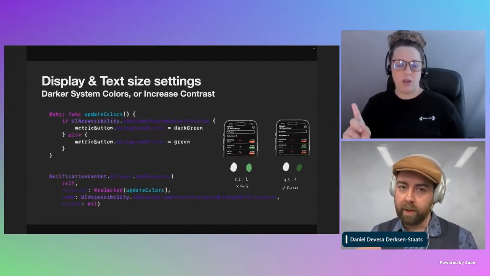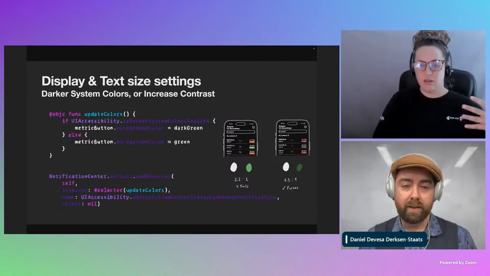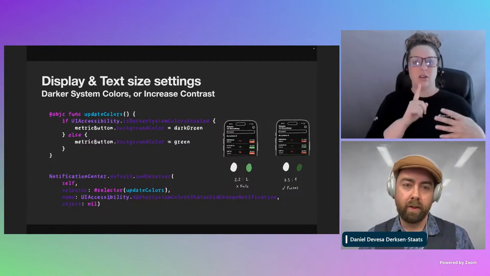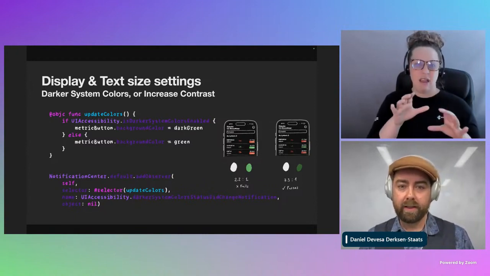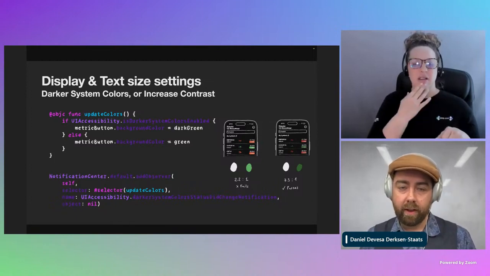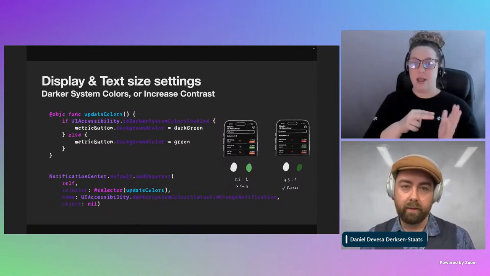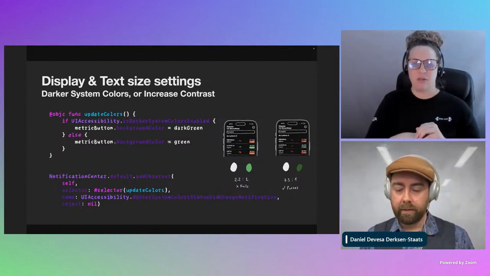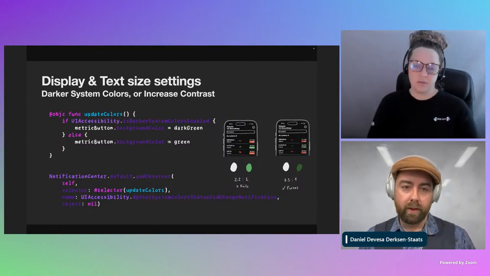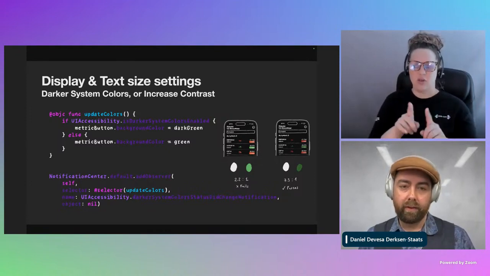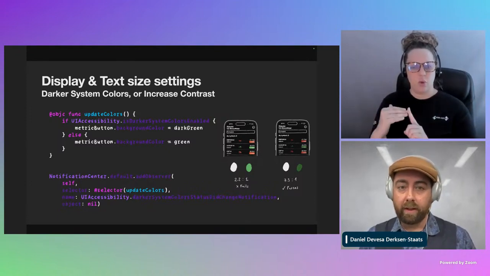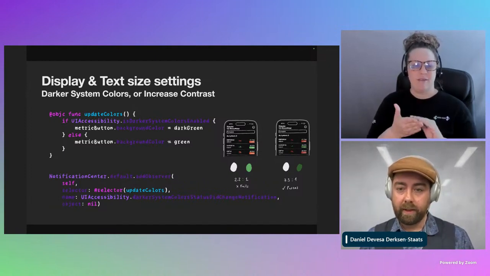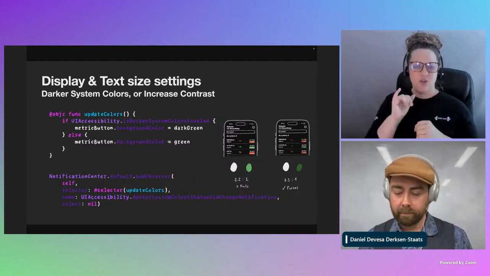And I'm now showing some examples, like code snippets, of a function that could check this flag that I mentioned. It's called UIAccessibility.isDarkerSystemColorsEnabled. And in that case, you can assign a darker green to that background, or otherwise you can assign the default green. And also I'm showing how you can add an observer to a notification center, and then you can call that same update colors function when that system setting changes.